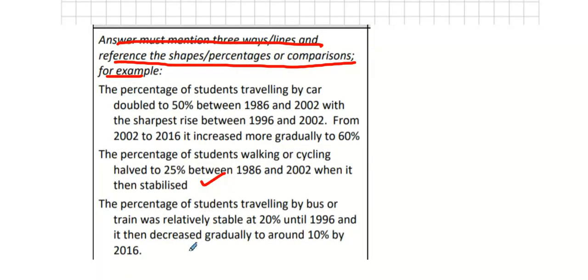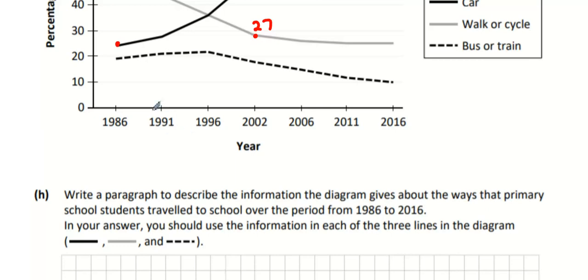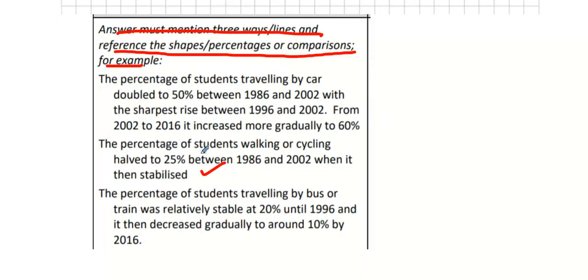Okay. The percentage of students traveling by bus or train was relatively stable at 20% until 1996, and then it decreased gradually to around 10% by 2016. So trains were stable all the way to 1996, where they were roughly at 20%, and then from 1996 to 2016, over the next 20 years, it went from roughly 20% down towards 10%, where it roughly halved. Okay, so that's your paragraph referring to each section. Okay, great.